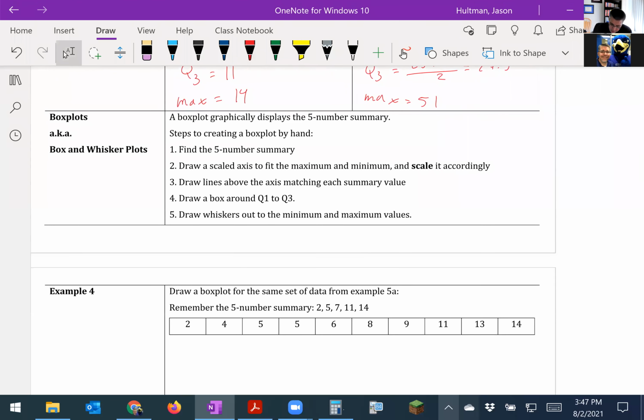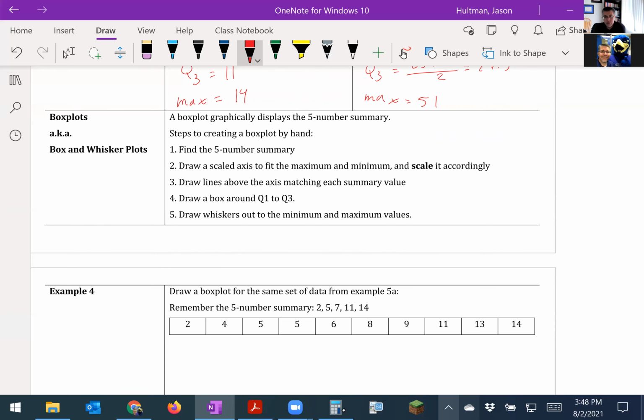Okay, a box plot graphically displays a 5-number summary. Steps to creating a box plot by hand. Find the 5-number summary. Okay, check. Draw a scaled axis to fit the maximum and minimum and scale it accordingly. Draw lines above the axis matching each summary value and draw a box around Q1 to Q3. Draw whiskers out to the minimum and maximum values.